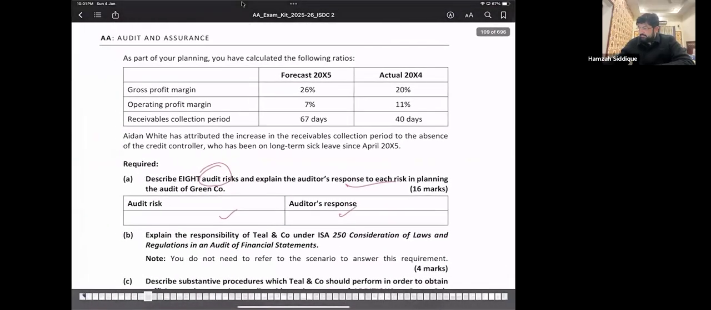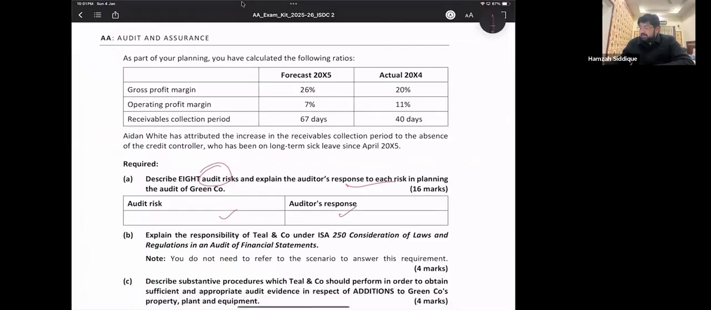You see here, receivable days are increasing. When receivable days are increasing, what happens? Receivables are building up. Balance is increasing. They are taking more time to pay. They might be struggling, may not be able to pay. Provision for doubtful debts may be understated. That may need to be increased.